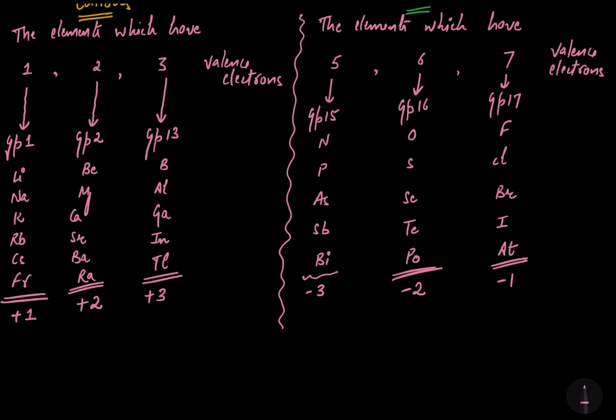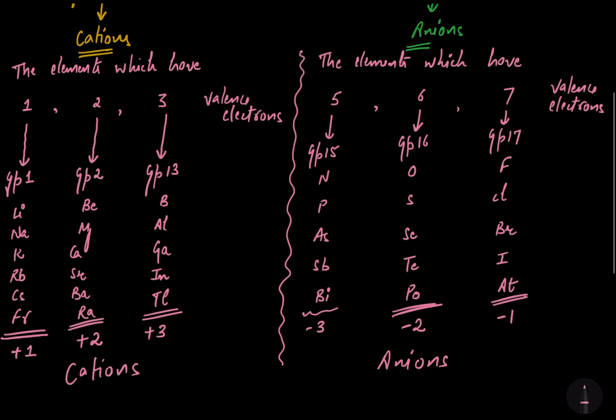So these are the groups of elements. Groups number 1, 2 and 13 will form cations very readily, and on the other hand the elements of groups number 15, 16 and 17 will form anions very readily. After that there will be electrostatic forces of attraction between the cation and anion, and there will be the formation of a large macromolecule called an ionic compound.